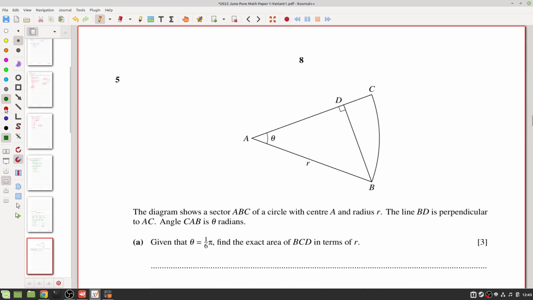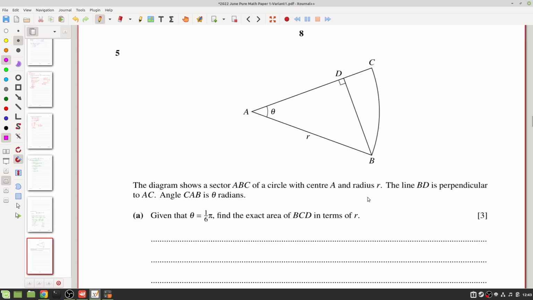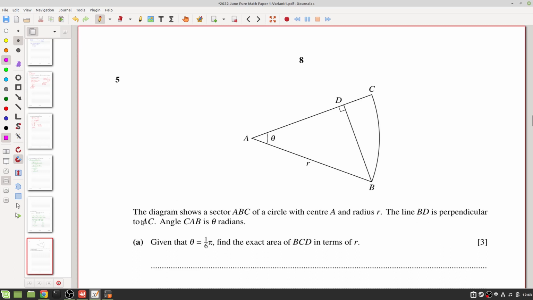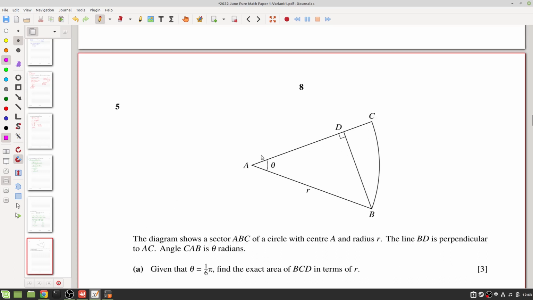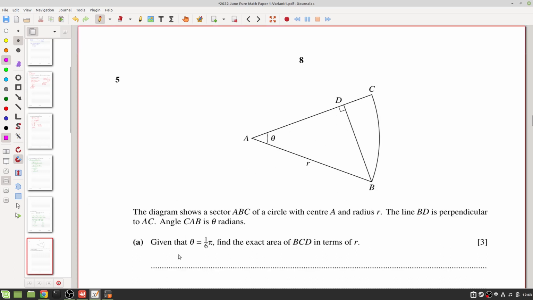Next up, question 5. The diagram shows a sector ABC of a circle with center A and radius R. Okay, as we can see there. The line BD is perpendicular to AC, as they show us. And then the angle CAB is theta radians. Okay, all of that is shown in the diagram. Given that theta is pi over 6, find the exact area of BCD.